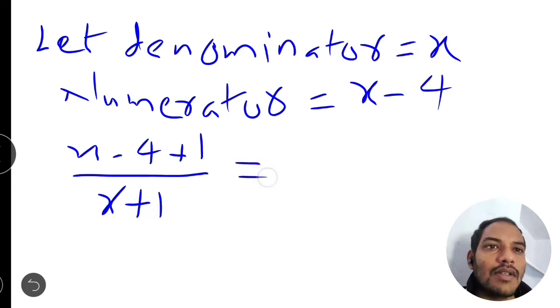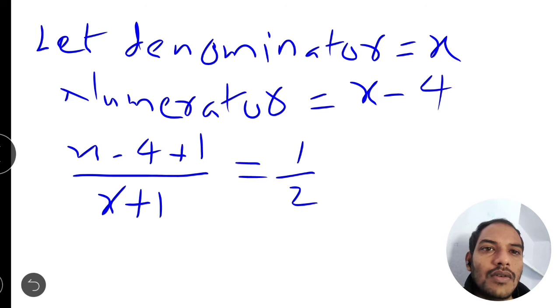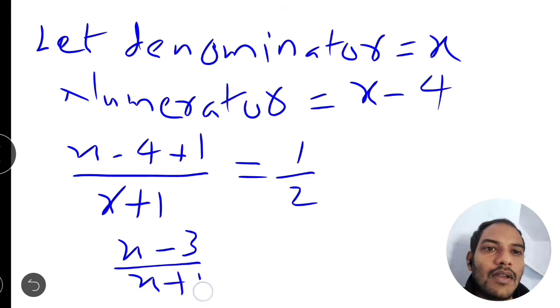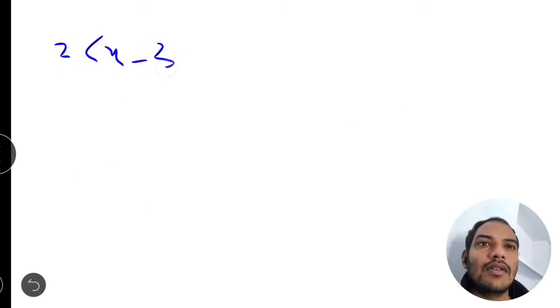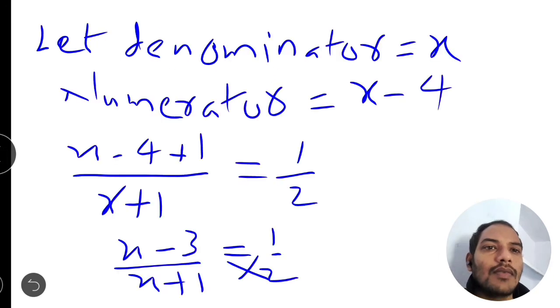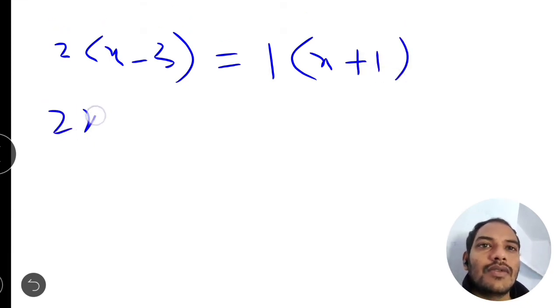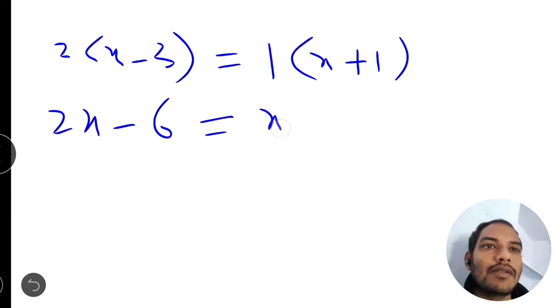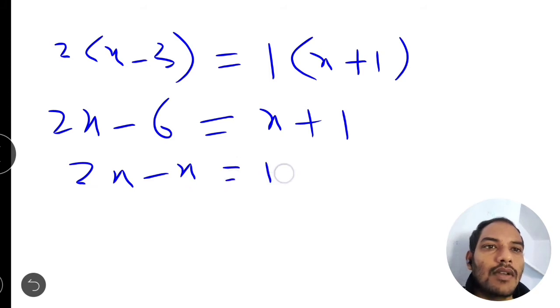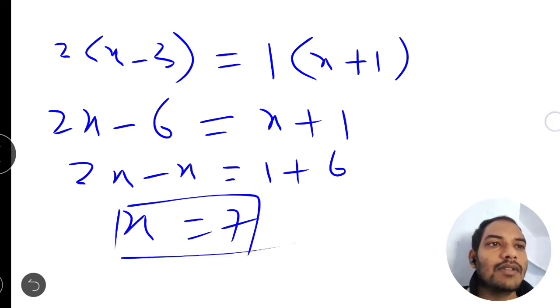Now this fraction equals 1 by 2. So x minus 4 plus 1 is x minus 3, divided by x plus 1, equals 1 by 2. Do cross multiplication. So 2 into x minus 3 equals 1 into x plus 1. So 2x minus 6 equals x plus 1. So 2x minus x equals 1 plus 6. So x equals 7. So the x value is 7.